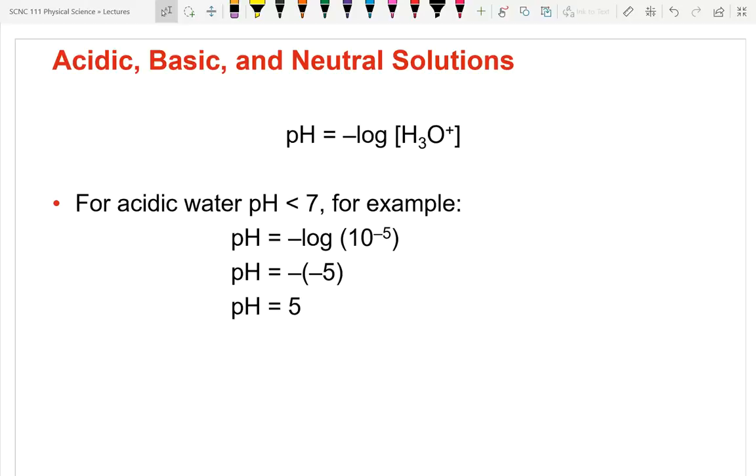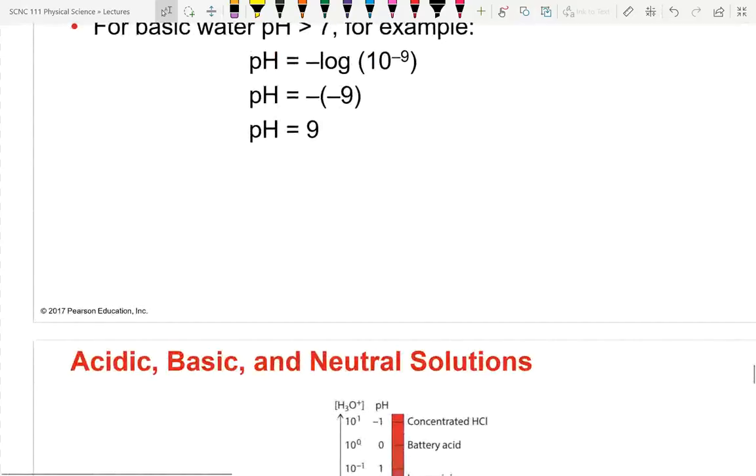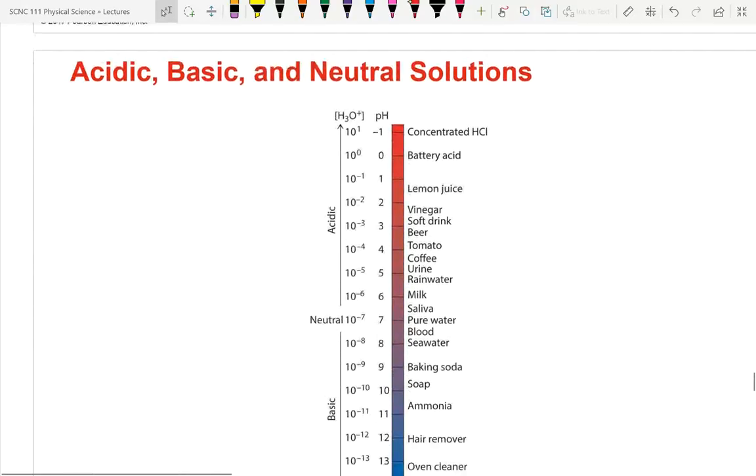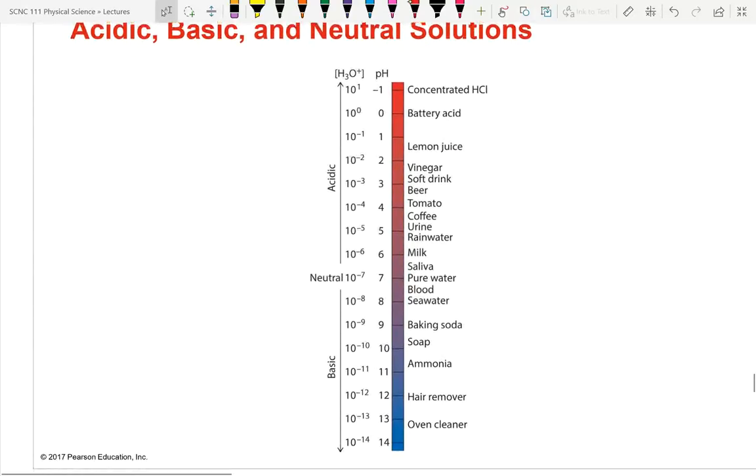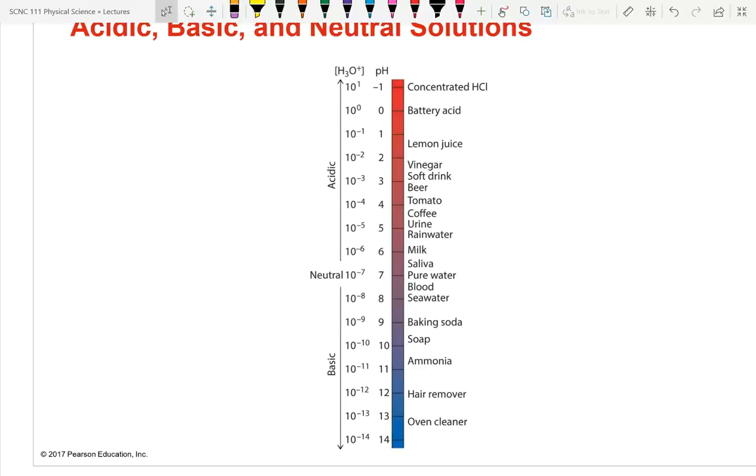Oh yeah, this was showing just another number. I was like, I don't know why I have this again. Oh, it has 10 to the -5. Well, we've already done more than one example with that. And 10 to the -9 we've already done. Here's the table coming from the textbook of pHs. And you see concentrated HCl -1. Doesn't have to be between 0 and 14.